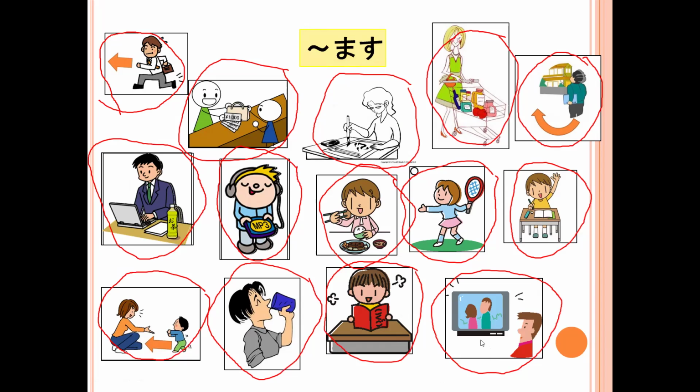Same thing if it is negative. He is not going. He is not buying. She is not writing. So all these things are negative. So in that case, what do we have to do?